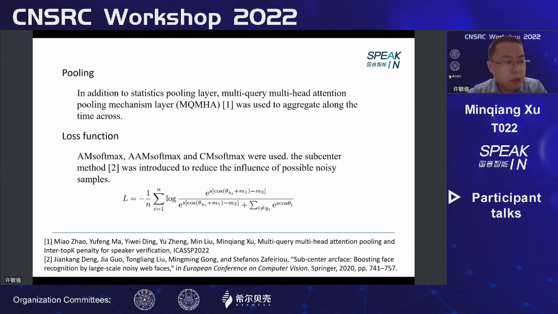We use MQ-MHA pooling methods and AM-softmax as our loss function. Because of the noisy training data, the subcenter method is applied in our system in order to reduce the influence of noisy examples within classes. You can see more details in the papers listed below.